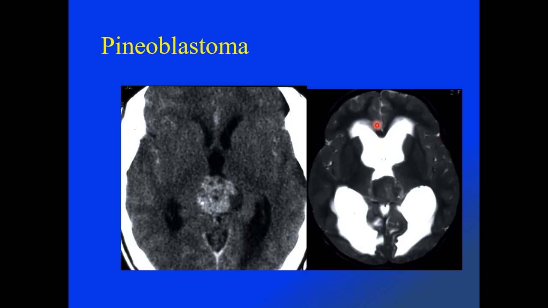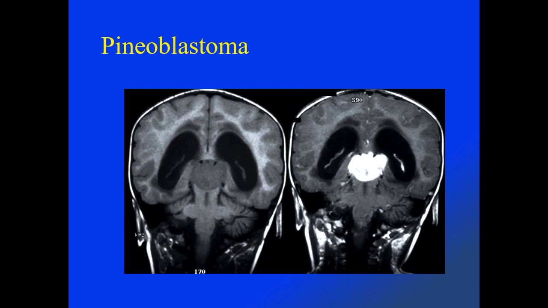CT with contrast demonstrates slightly heterogeneous enhancing midline mass in the region of the pineal gland. MRI demonstrates isointense mass associated with prominent hydrocephalus in the region of the pineal gland. Post-contrast T1 weighted image demonstrates prominent enhancement of the pineal gland mass, which is isointense to gray matter on the pre-contrast image.